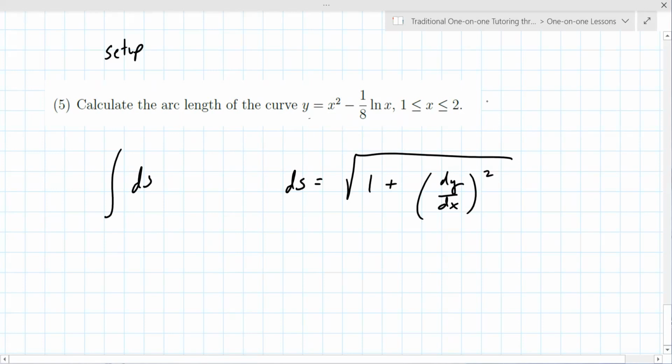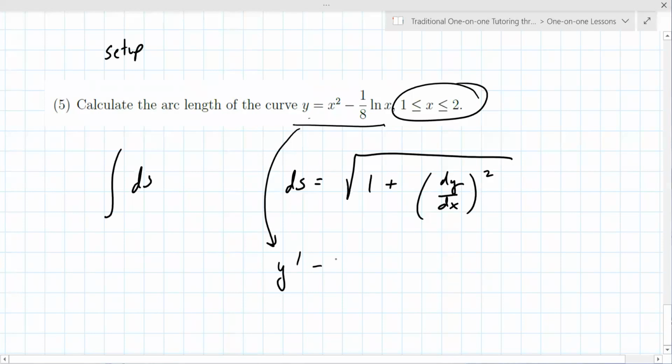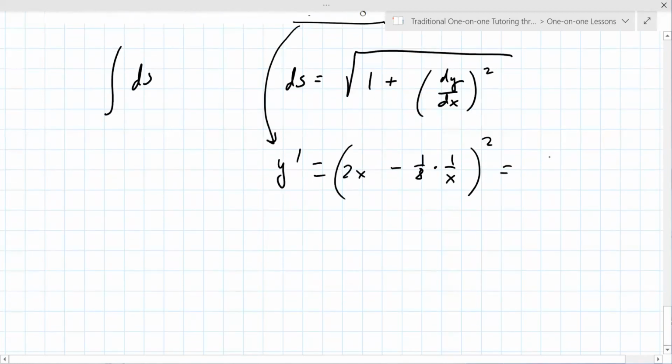So they have to give you a function. They have to give you the bounds. Okay. Once you have that information, the first thing I would do is take the derivative. I would say, what's y prime? Y prime is 2x minus 1 over 8 times 1 over x, and then square it. In this case, if you need a review on this, just spend a little time remembering how to expand binomials here.